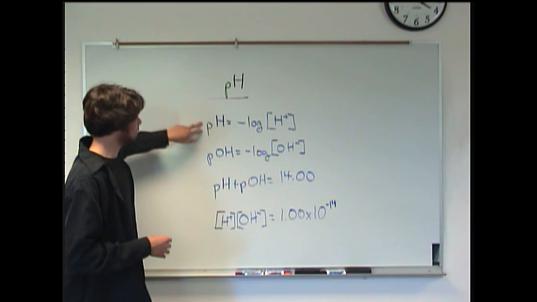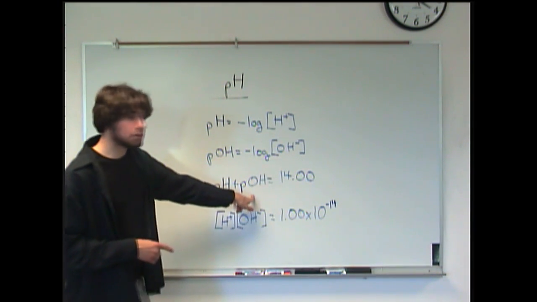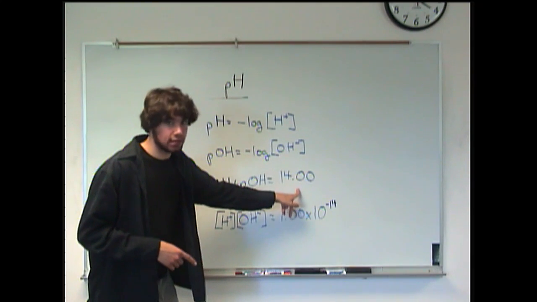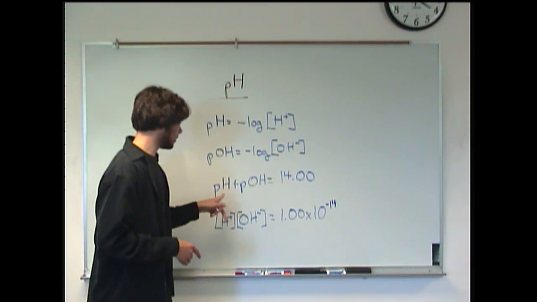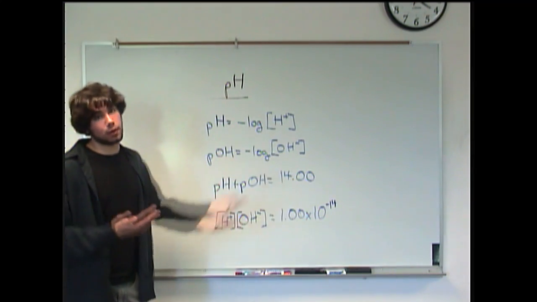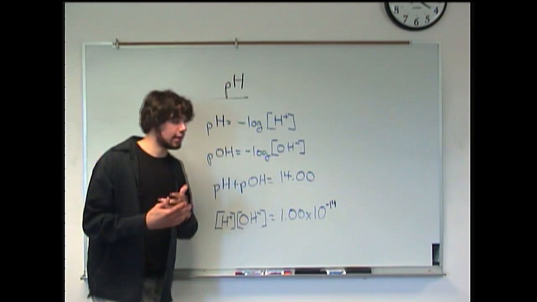Now you can relate the pH and the pOH with this equation right here. Whenever you add these two up, you're always going to get 14. Okay? So if you know one of these things, basically you can just subtract that from 14 and you'll get the other one. So you can kind of see how all these are related. If you know one thing, you can figure out everything else.